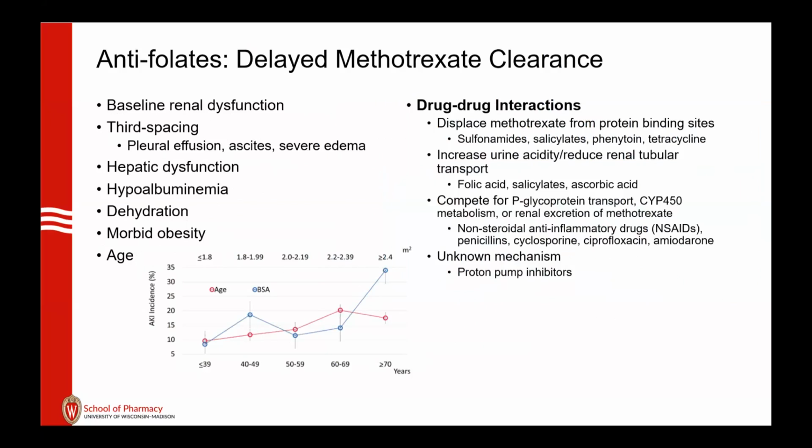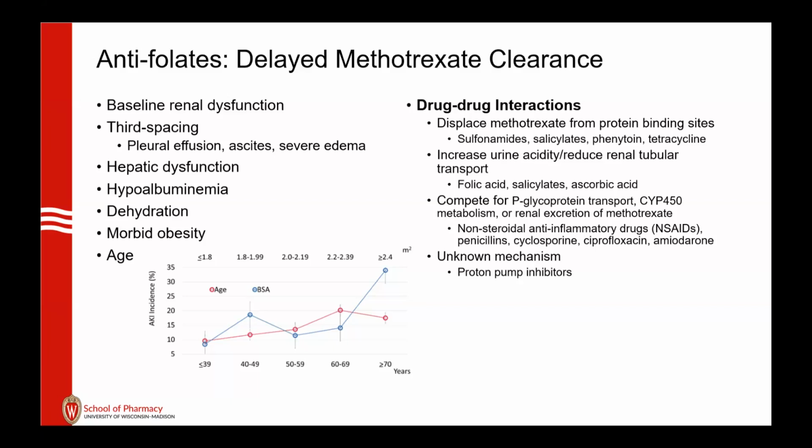So delayed methotrexate clearance happens with baseline renal dysfunction and with third spacing. So every time you want to assess, and even get an x-ray if you have to, for somebody that might have pleural effusion, ascites, severe edema, liver dysfunction, hypoalbuminemia, dehydration, morbid obesity, and age. These are our patients here. We found that the highest AKI incidence was 35% if their BSA was greater than or equal to 4 and they were greater than or equal to 70. Kind of dramatic. And I think the age incidence peaks at 60 to 69 because generally those patients are a little bit less healthy. People that make it to 70 and can still get high dose methotrexate are in a little bit better shape, essentially. So that's why there's a little dip there.